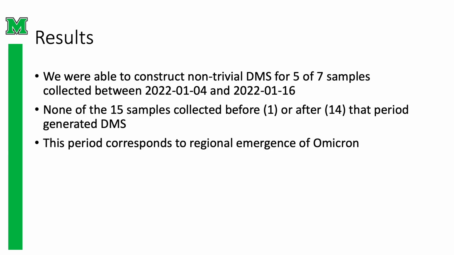Our samples were collected beginning just before the emergence of the Omicron variant in West Virginia. Of the 7 samples collected in the first half of January, 5 generated discriminating mutation sets. The 1 sample collected before this period, when Delta dominated, and the 14 collected after this period, when Omicron had become dominant, did not generate discriminating mutation sets. This suggests that the methodology may be effective at detecting times at which a new variant is emerging and competing with an existing dominating variant.